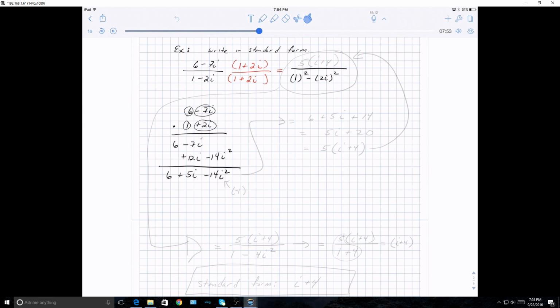So now what do we have to do? We have to convert this i squared to the -1, which it equals. So if I go back up here, this equals now 6 plus 5i plus 14. So this looks like it's 5i plus 20. Or if we wanted to factor out the 5, we could say it's 5 times the quantity i plus 4. And so that would go up here.